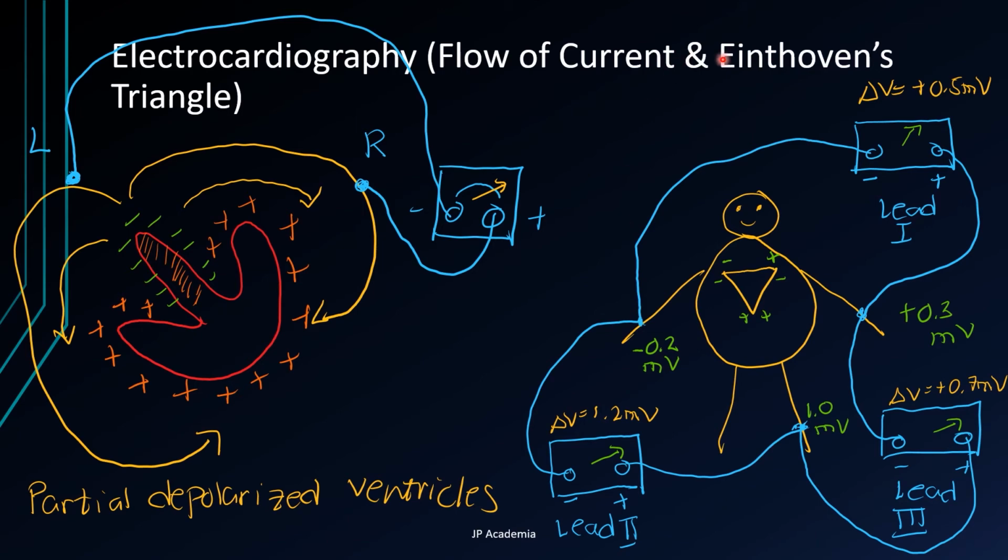According to Einthoven's law, if the electrical potentials of any two of the bipolar limb leads are known at an instant, the third one can be calculated by summing the first two, taking note of the sign of the triangle. So this refers to Einthoven's triangle. If we try to add, let's say, lead 1 and lead 2, the potential difference, we will get this value for lead 2.